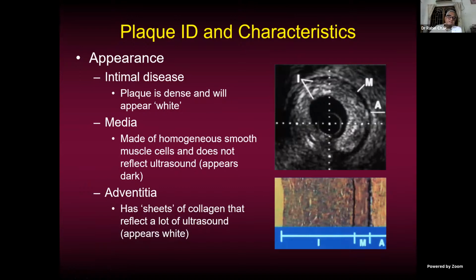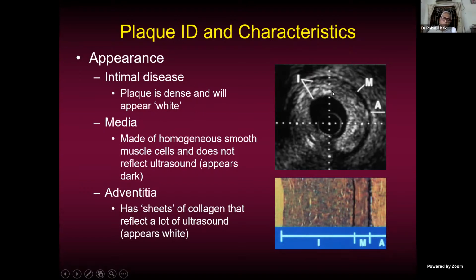Then plaque characteristics, like intimal disease. The plaque is dense and will appear white. Media disease is made of homogeneous smooth muscle cells and does not reflect ultrasound. Remember, tunica media will not reflect ultrasound, so it is dark. Adventitia is sheets of collagen, so it reflects a lot of ultrasound and appears white. So media is dark, intima is white, and adventitia is white. So deposition is there. Plaque is dense and will appear very white.